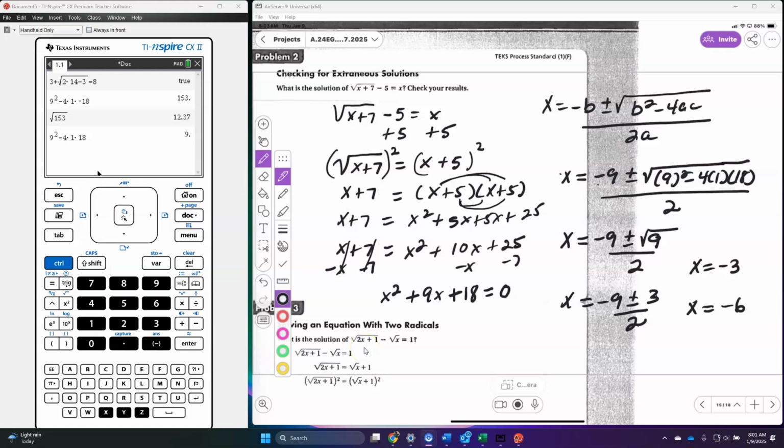Now we have to check if there's extraneous answers. So I have the square root of negative 6 plus 7 minus 5. That gives us negative 4. Okay, I did check negative 6, and that didn't work. I did try negative 3, and that did work, so that's true. So your answer is x equals negative 3. Negative 6 is extraneous.